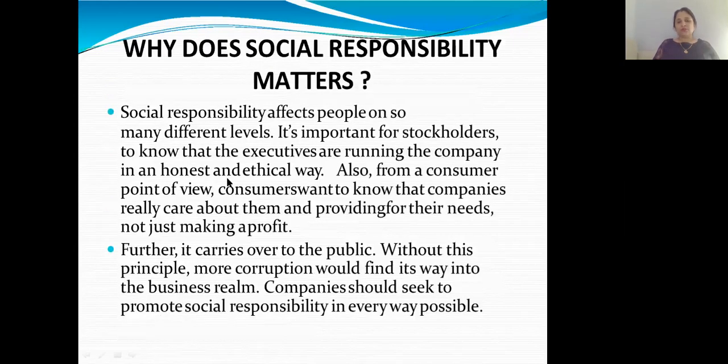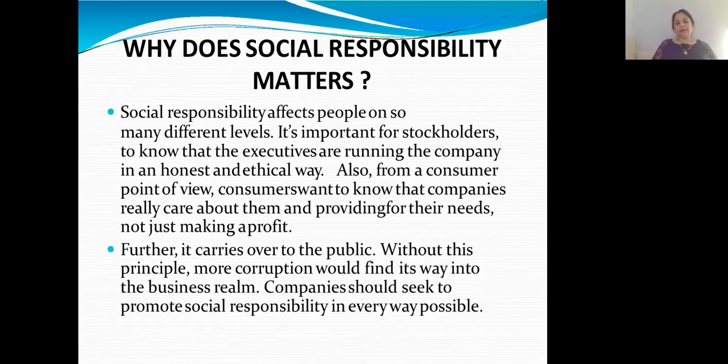So, why does social responsibility matter? Social responsibility affects people on so many different levels. देखो social responsibility की जब हम बात करते हैं, again it comes to corporate governance only. We have social responsibility to all our stakeholders. Stakeholders include our shareholders, customers, suppliers, employees, government, environment, everything. So whenever we are talking about social responsibility, we have to take care of all kinds of stakeholders.